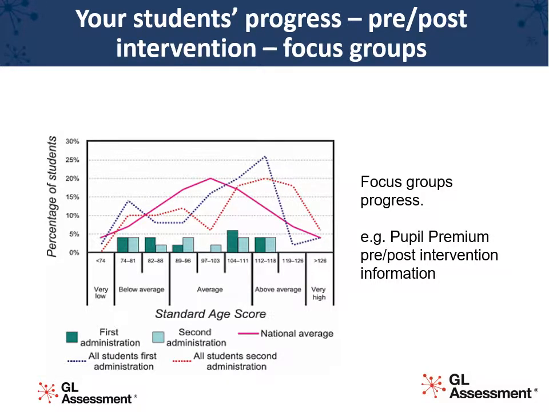This progress chart can be run for a whole cohort or for one of your demographic groups. It shows the distribution of standardised age scores for the group at the first test and then the second test, both compared to the national distribution.